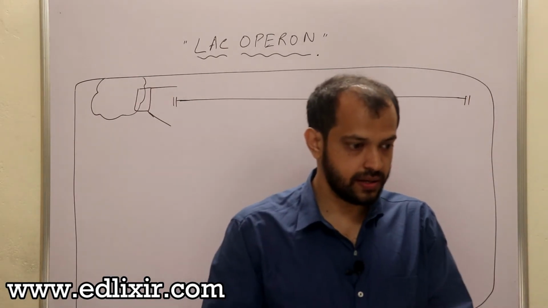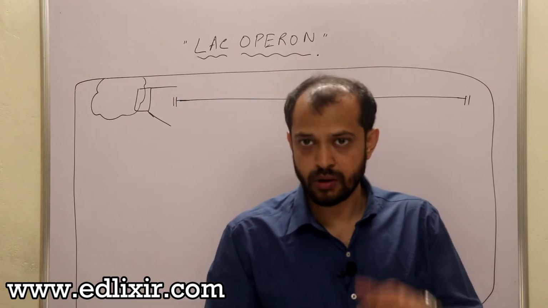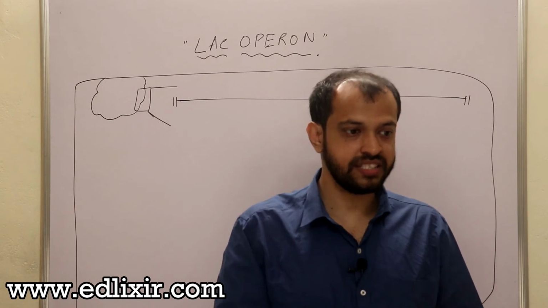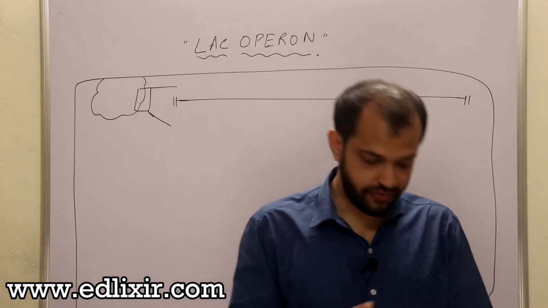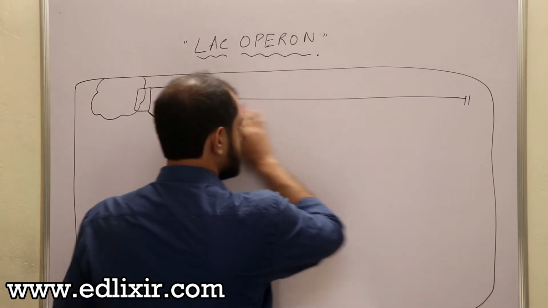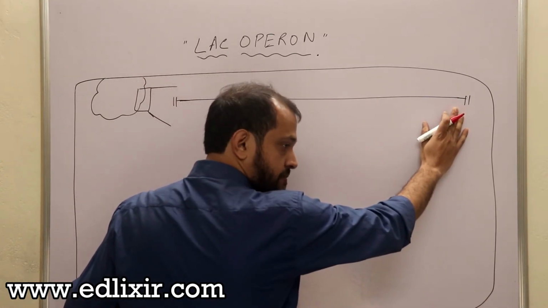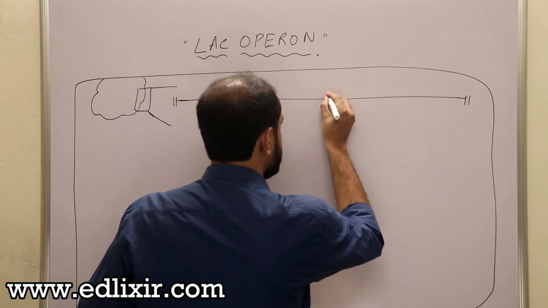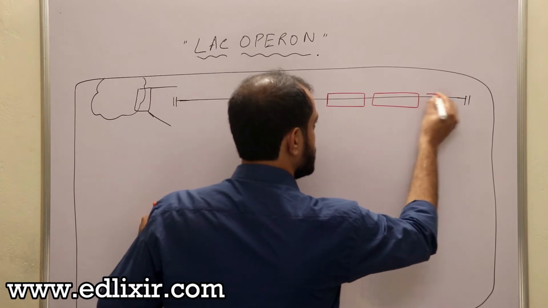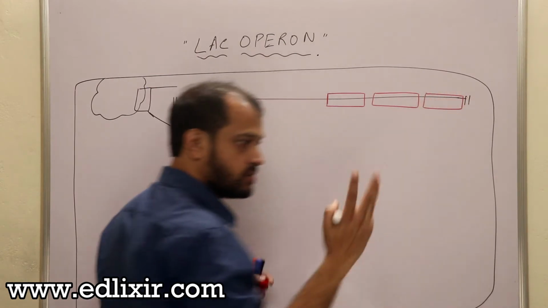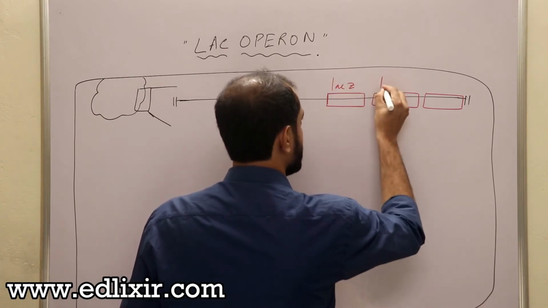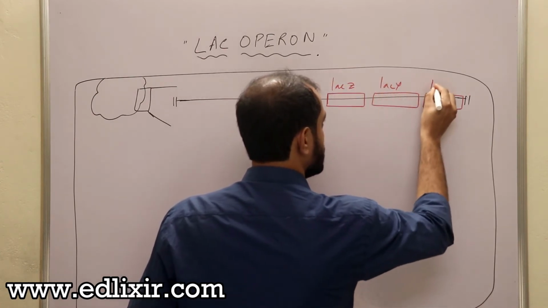with mapping experiments, Jacob and Monod found out how the genes of lactose metabolizing enzymes are present, and they found a very important and interesting thing. Suppose this is a portion of DNA, and these are the genes associated with lactose metabolism. There are actually 3 genes associated with lactose metabolism, that is LAC-Z, LAC-Y, LAC-A.